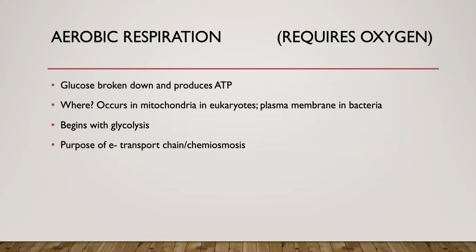Part of the pathway of aerobic respiration is called the electron transport chain and chemiosmosis. And the purpose of these two processes is to take all of the different energy molecules that are produced through aerobic respiration and convert them all to ATP molecules. So theoretically, with aerobic respiration, and I do say theoretically, you can break down one glucose molecule and make 38 ATPs, which is a lot of energy from one single sugar.